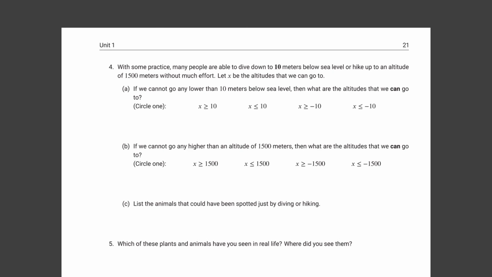We're going to skip parts 4 and 5 in this video. Part 4 asks you to write a few inequalities using the various altitudes, and then look for plants and animals whose altitudes satisfy these inequalities. Part 5 asks you if you've personally seen the plants and animals in this activity, and if so, where?